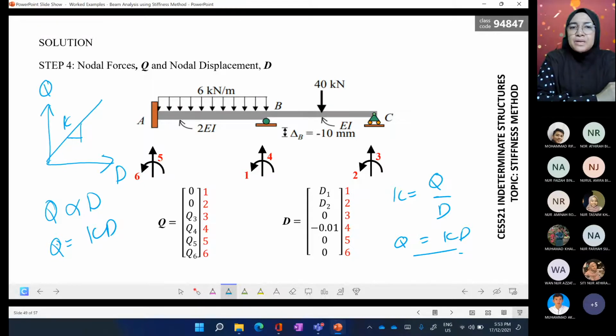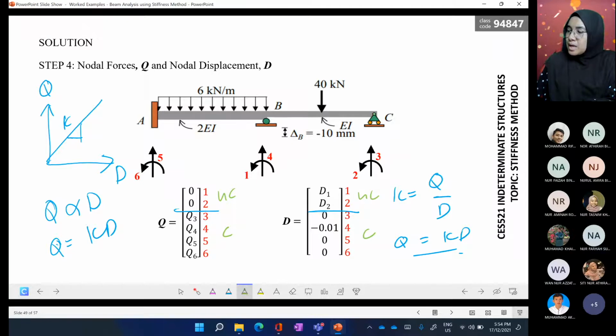So we should write or establish Q and D in matrix form as well. If there are 6 degrees of freedom, we will have Q from Q1 until Q6, and D from D1 until D6. Except under this, we have the boundary. The boundary here is at position 2, because 1 and 2 are under the unconstrained system and 3, 4, 5, 6 are under the constrained system. So D1 and D2 remain unknown because they are the values that we need to calculate.